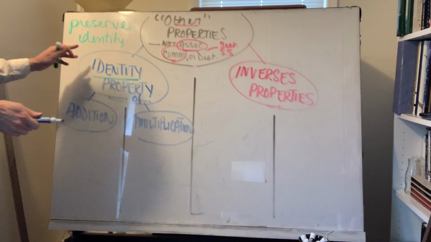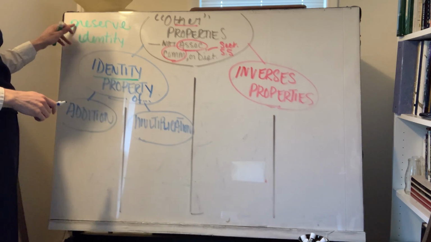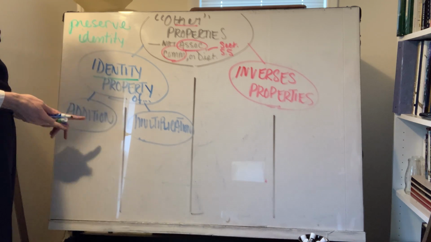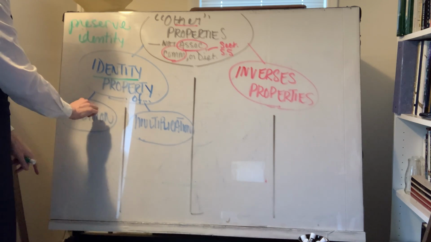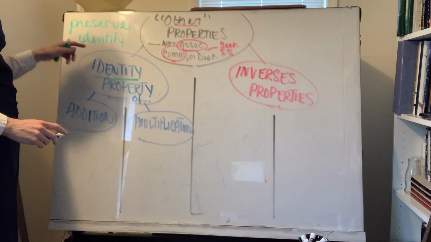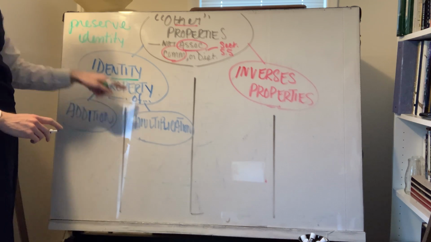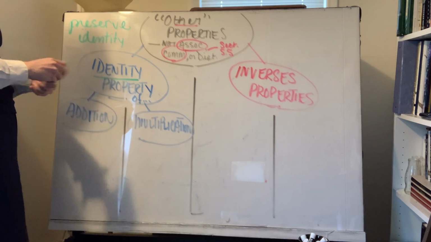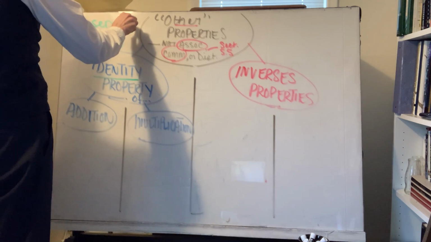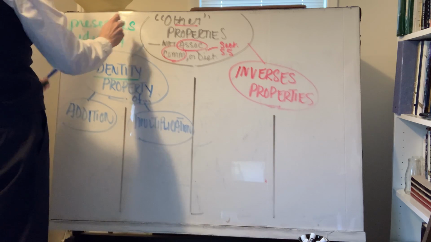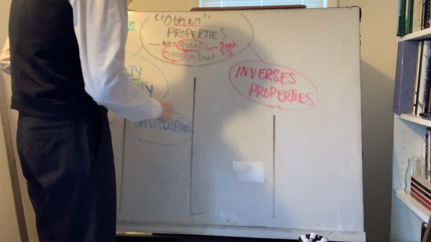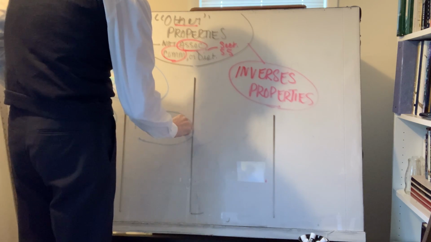Right. An identity property of addition will again preserve the identity of one of the numbers that you're dealing with, right? But it does so from the perspective of the operation of addition, right? Similarly, the identity property of multiplication preserves the identity, right, of one of the elements that you are working with, right? But from the perspective or the angle of multiplication.